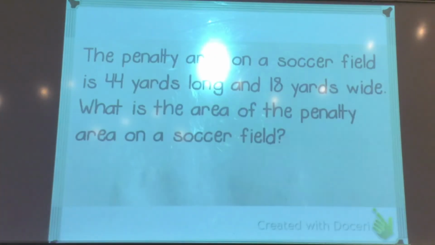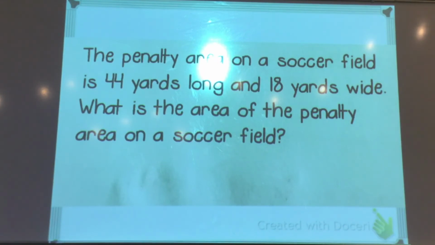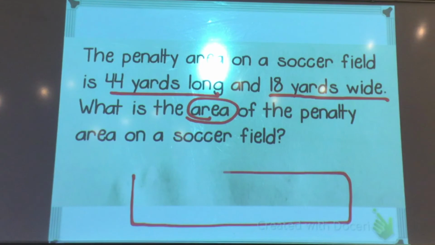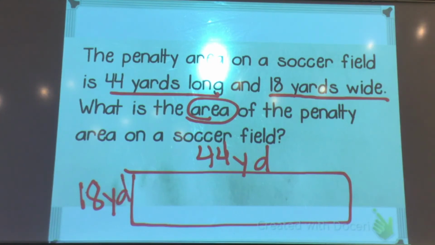Okay, the last word problem that I'm going to work with you on area is this. The penalty area on a soccer field is 44 yards long and 18 yards wide. And we've got big numbers here, and your little mind is probably already thinking about what we're about to have to do. What is the area of the penalty area on the soccer field? Okay, so let's draw that. 44 yards long. And 18 yards wide. And now we have to multiply 44 times 18.